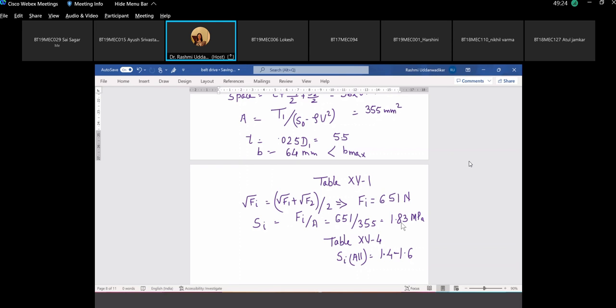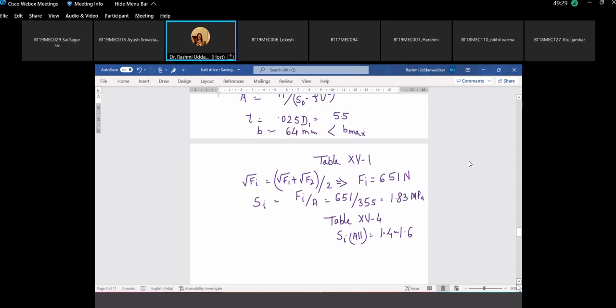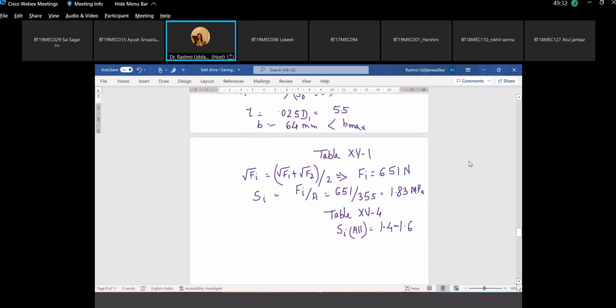So what do we do? To reduce this stress, we have to increase the area. We are not able to reduce the belt tension, initial tension, but we can increase the belt area so that the stress induced reduces. So what should be our new area? If we want the stress in this range, 1.4 to 1.6, the area should be this upon, let us take it 1.5. Let the stress be 1.5.